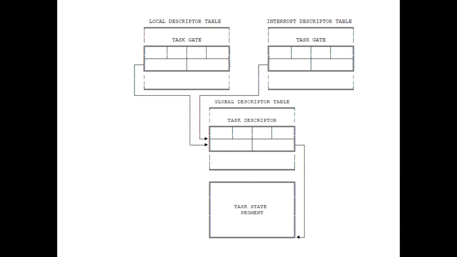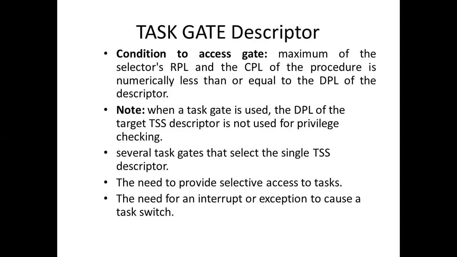To have privilege levels, they both access the GDT through the LDTs, and the task state segment TSS. All these GDT entries access the TSS. So the IDT and LDT access the GDT, and the GDT accesses the TSS to set privilege levels. The task gate descriptor condition to access the gate: the maximum of the selector's RPL and the CPL of the procedure is numerically less than or equal to the DPL of the descriptor.